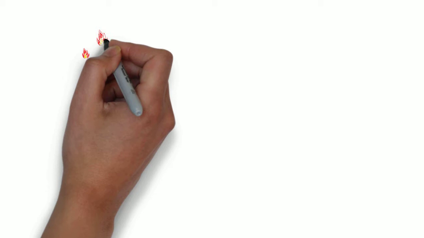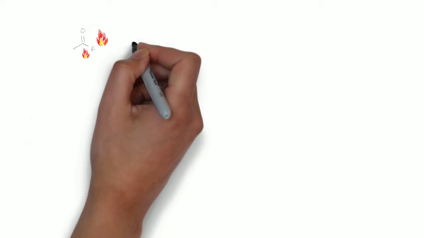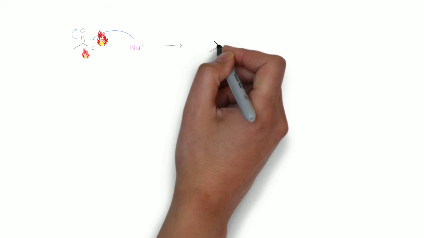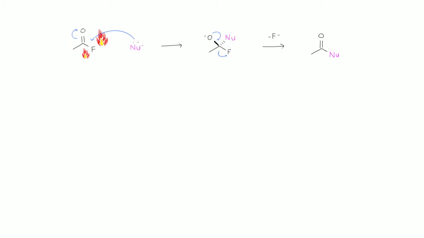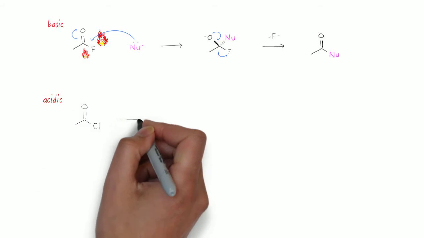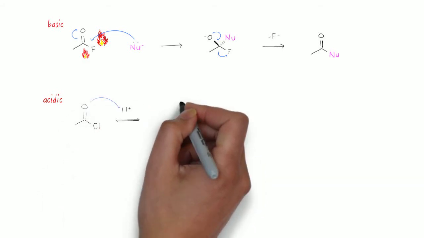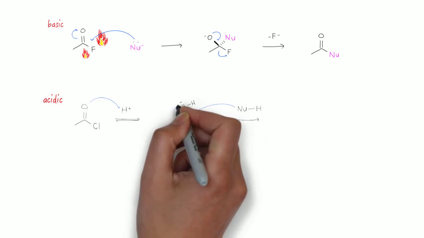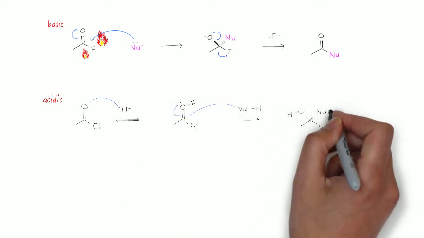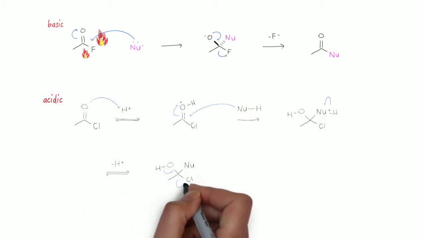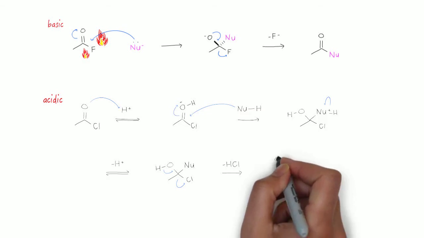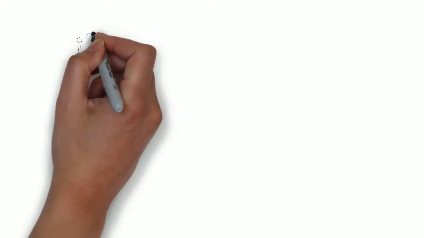So let's look at a really hot acylating agent, an acyl fluoride. Hot means reactive. If a nucleophile adds to an acyl fluoride very quickly, it will form a tetrahedral intermediate and the fluoride will be lost. Under acidic conditions, however, a reactive acylating agent like an acyl chloride will often be protonated, react with the neutral nucleophile, give a tetrahedral intermediate, which after loss of a proton and then loss of a leaving group will give you the product.